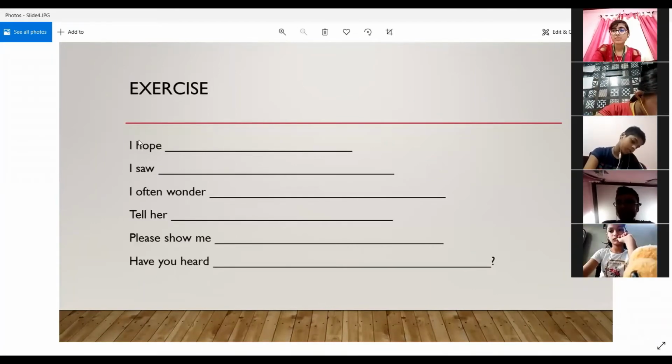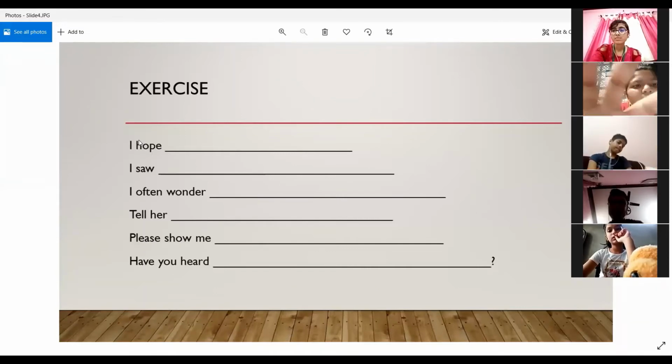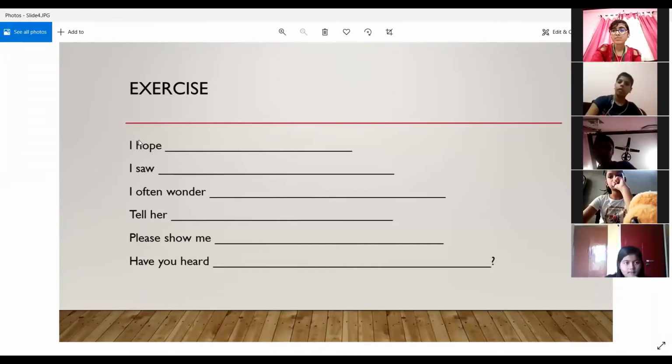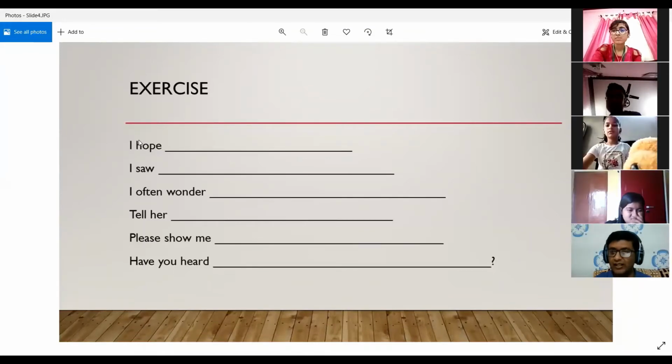Okay, so now in this exercise, what we have to do is fill in the blanks with noun clauses. Up till now, we were trying to identify the noun clauses present in the sentence. Now we will complete these sentences with the help of noun clauses.